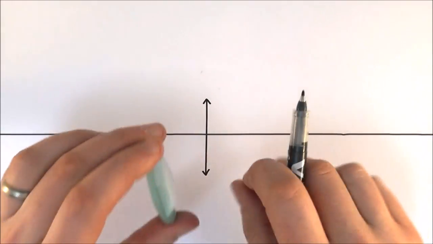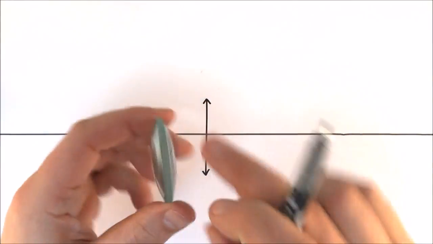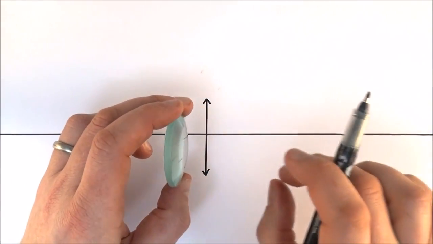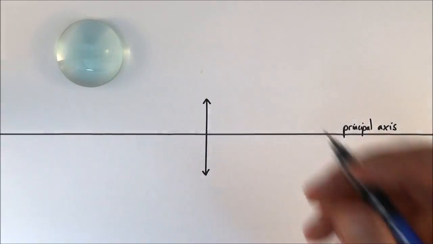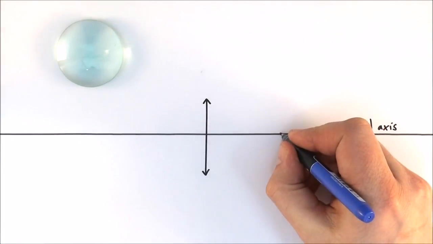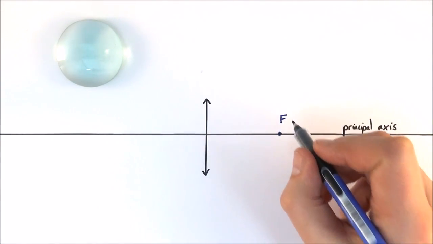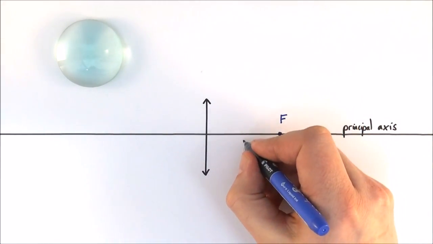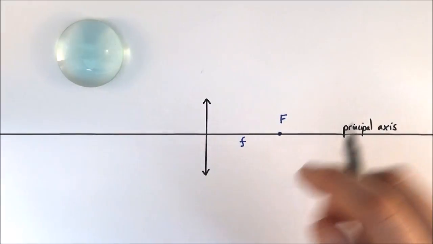Now, the other thing is that there's this line that basically runs through the centre and hits at 90 degrees, a bit like that ray of light in purple. And this is what we call the principal axis. And earlier we saw that there's a point where all of the rays of light converge. Now this point here, capital F, stands for the focal point, and this is at a distance of little f, which stands for the focal length.